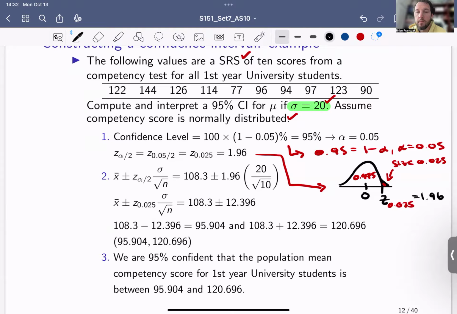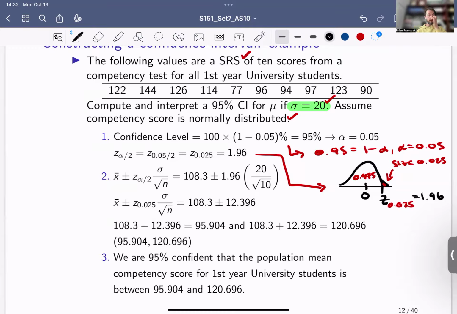Right? Now, if we multiply 1.96 times 20 over the square root of 10, we get 108.3 plus or minus 12.396. So now we can see where the value 12.396 came from in example 1 from this lecture set. Then we add and subtract that value, and that gives us the confidence interval we computed in example 1, and then we have the same interpretation that we already discussed.